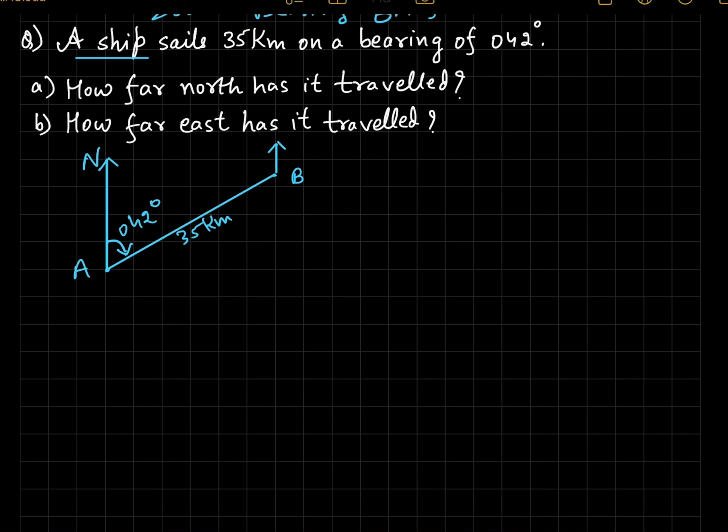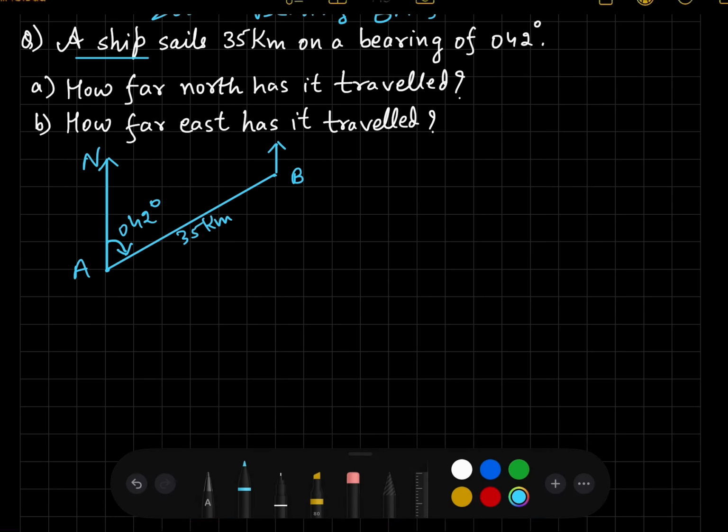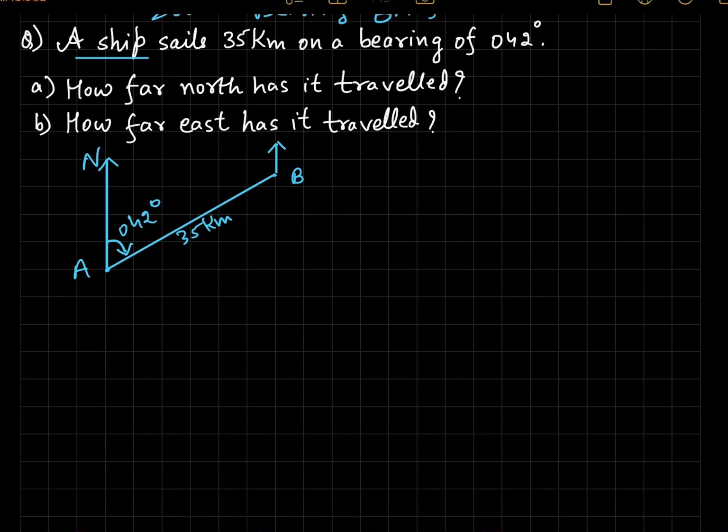Now what is this? The next question they are asking is, how far north has it traveled? Now this is an interesting thing. How far north has it traveled? North means upward, right? Like towards the north direction. So it starts from here. So north, it is traveling up to here.